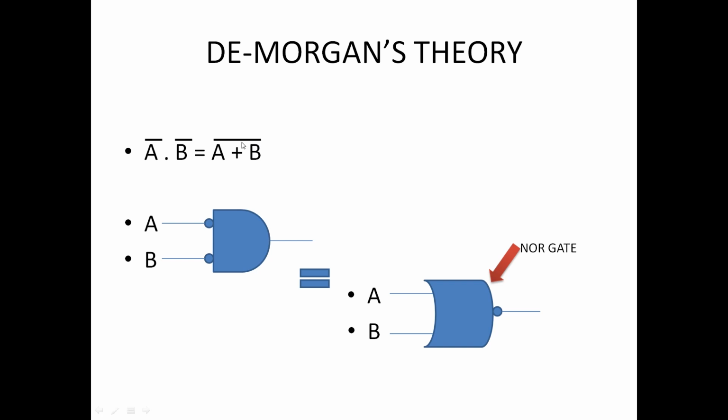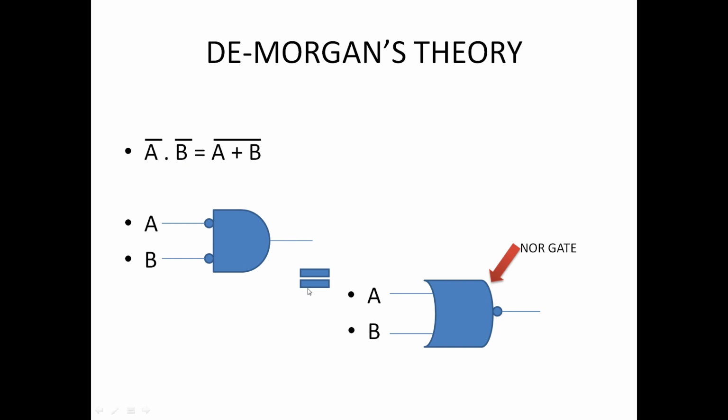And then the second De Morgan's theorem states that not A and not B equals not A or B altogether. Expressing it schematically, we have A negated here. A comes through and it's negated before entering the AND gate. So not A is entering the AND gate, and here too, not B is entering the AND gate, and it gives us not A and not B.